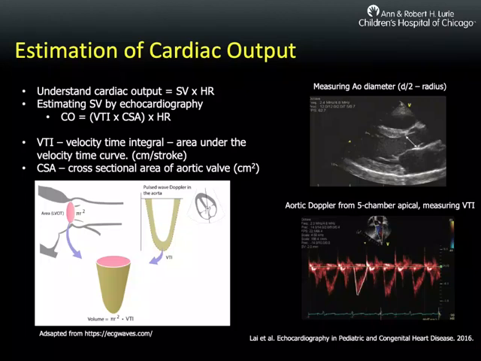What that is: we measure an aortic Doppler from the 5-chamber apical view, and we measure the area under the summation of all the velocities during systole, calculating the area under that velocity time curve. We call that the velocity time integral, or the VTI. The VTI times your cross-sectional area is essentially an estimate of the stroke volume. And if you multiply that by heart rate, you have an estimation for cardiac output.